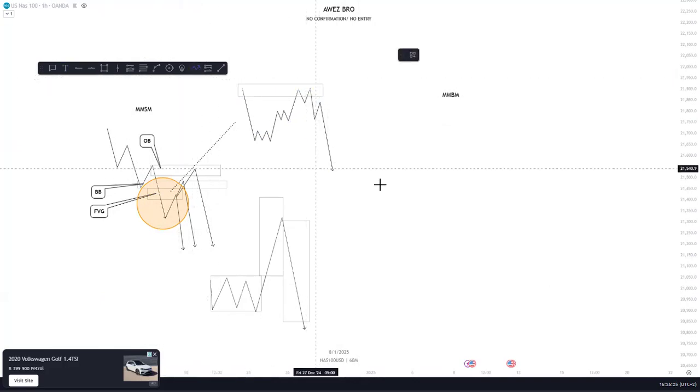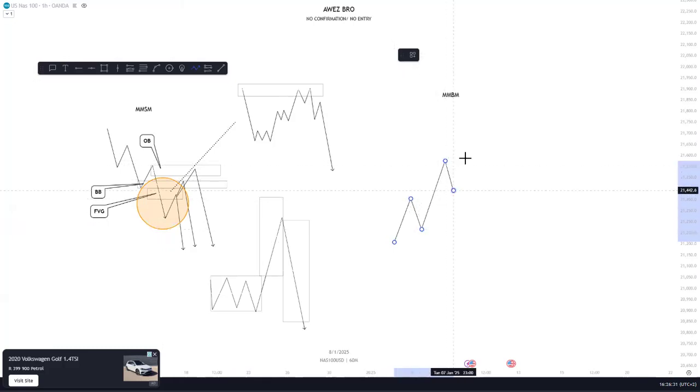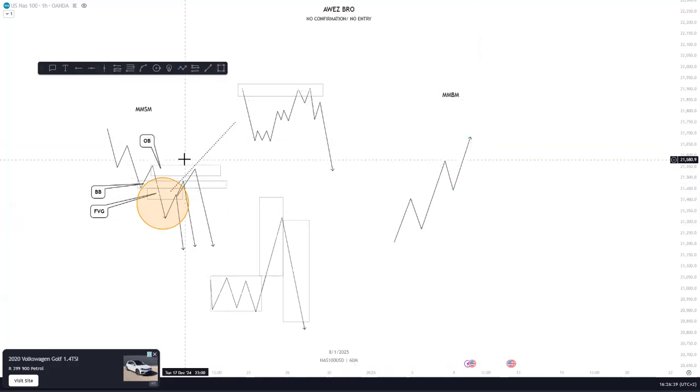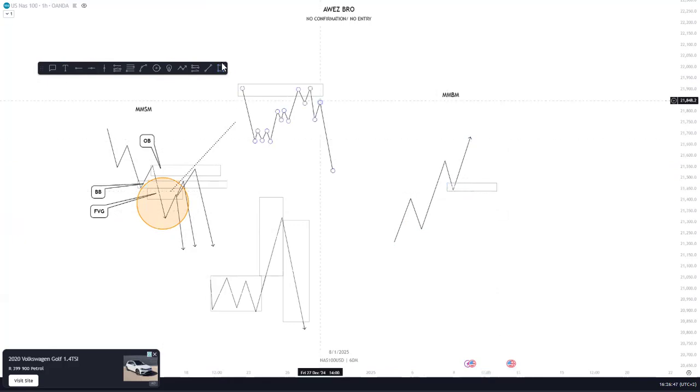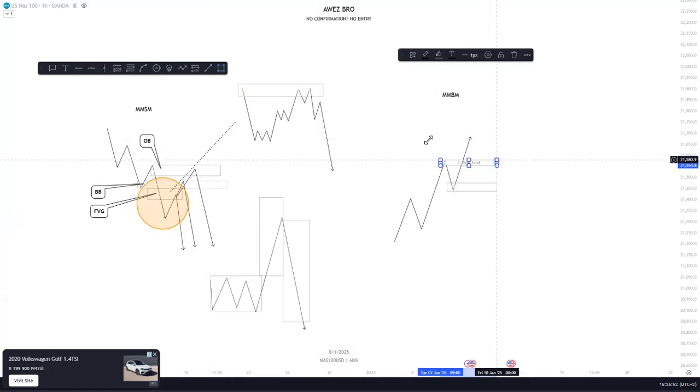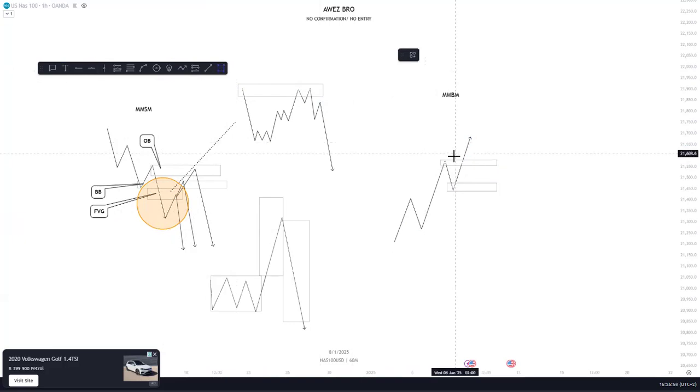So let's just say on your higher time frame, the market is going up like this, making a series of higher highs and higher lows. Then here there's a point of interest over here, which can be an order block, a breaker block, or your fair value gap over here.